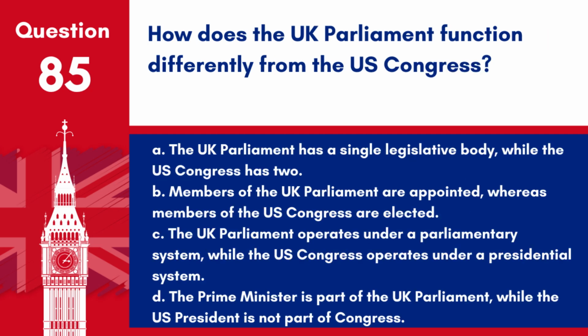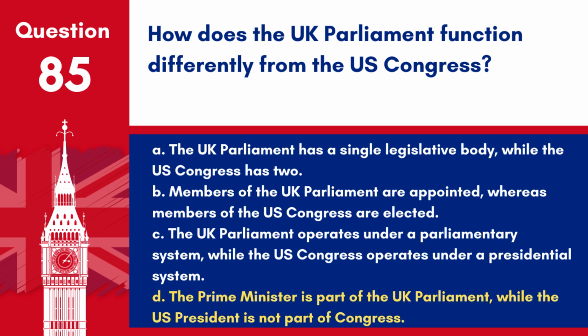Question 85. How does the UK Parliament function differently from the US Congress? A. The UK Parliament has a single legislative body, while the US Congress has two. B. Members of the UK Parliament are appointed, whereas members of the US Congress are elected. C. The UK Parliament operates under a parliamentary system, while the US Congress operates under a presidential system. D. The Prime Minister is part of the UK Parliament, while the US President is not part of Congress.